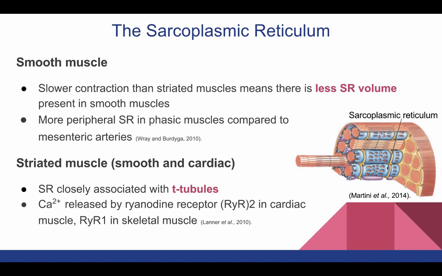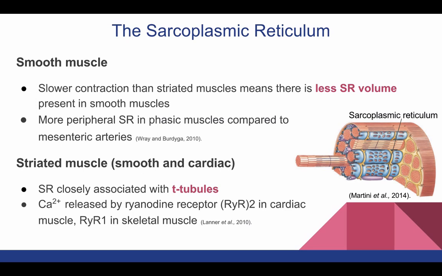The SR volume in smooth muscle is less than the volume present in striated muscles. This suggests that the SR has different functions in smooth and striated muscle. This is probably due to the fact that smooth muscle needs to contract less than striated muscles, therefore less calcium ions are required. Evidence also suggests that there is more peripheral SR in phasic muscles compared to mesenteric arteries.